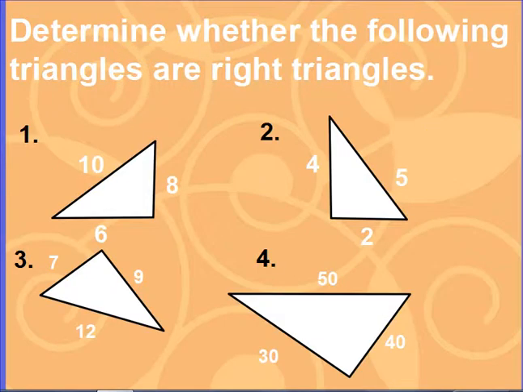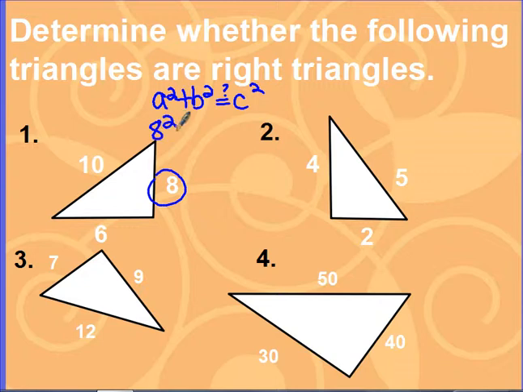Let's look at a couple other examples. Number 1. I want to know if number 1 is a right triangle. Let's start with the formula. A squared plus b squared, does it equal c squared? If it does, then it's a right triangle. Let's look at my first short side, which would be 8 squared, plus my other smaller side, 6 squared. And I ask myself, does that equal 10 squared?